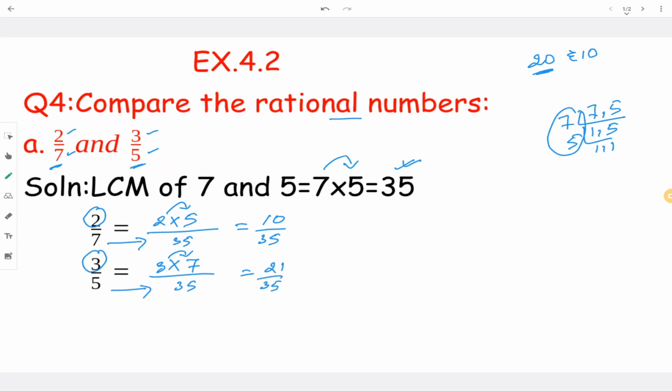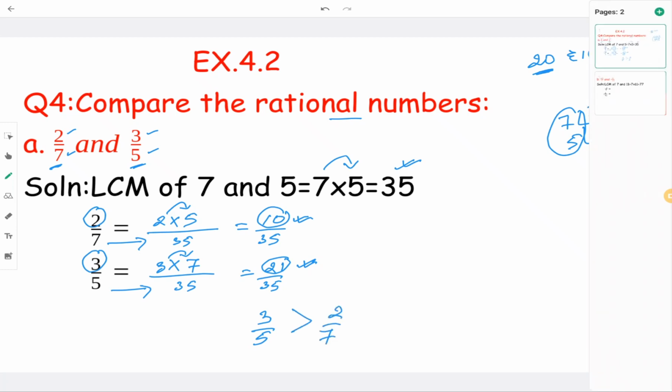If you're done with that, only look at the numerators now, right? So my first numerator is 10, the second is 21. So obviously 21 is larger than 10. That is why I can say that now 3 by 5 is larger than 2 by 7. Alright, let's do one more.